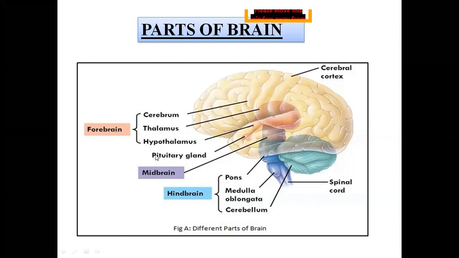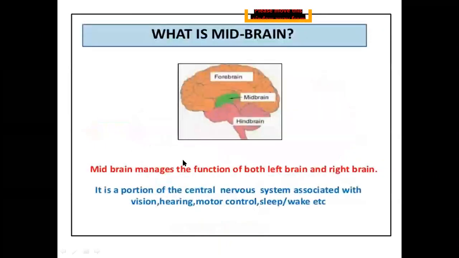I also mentioned last day that the brain is protected within a bony covering known as the skull, and the protective membranes found in the brain are the meninges. Apart from this, I discussed the function of the cerebrum, which is the largest portion of the brain, and the function of the thalamus, hypothalamus and pituitary. Today we will begin with the function of the midbrain.